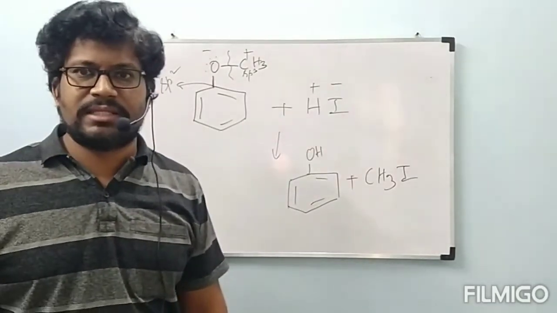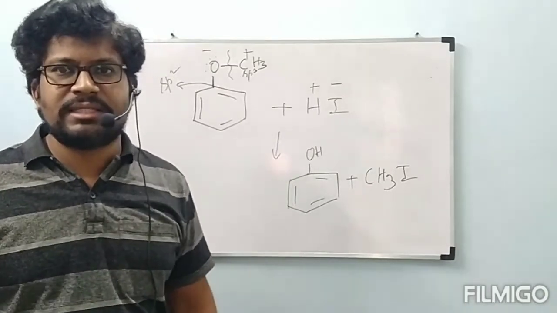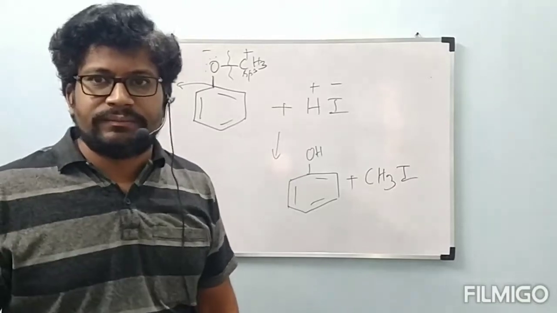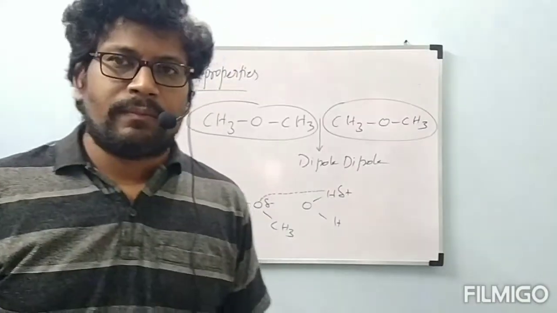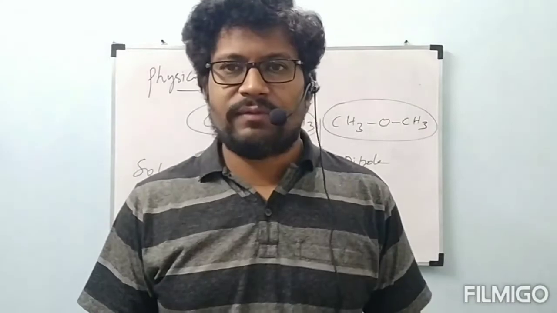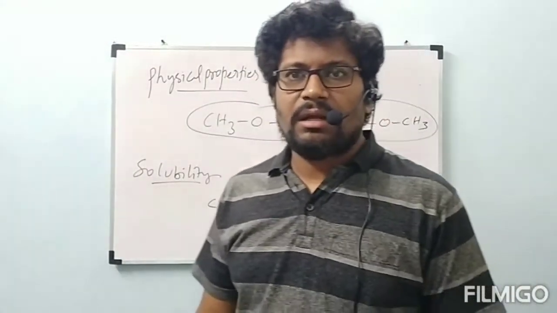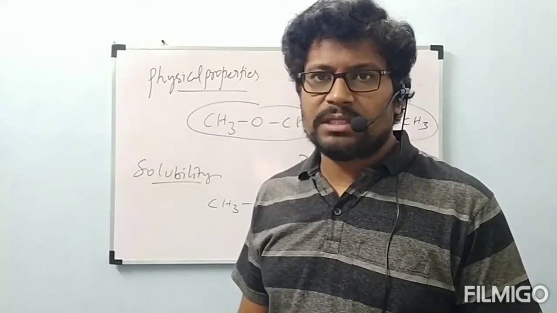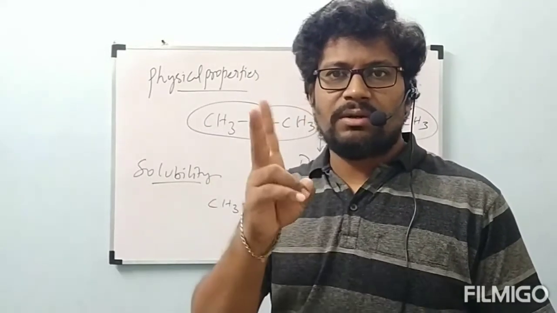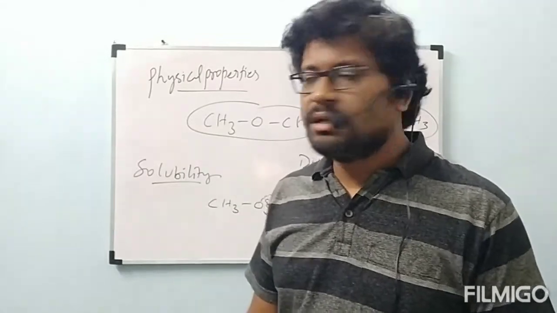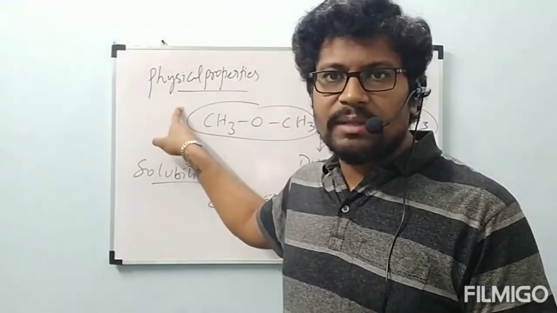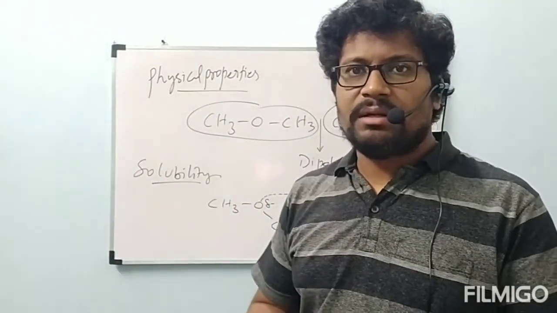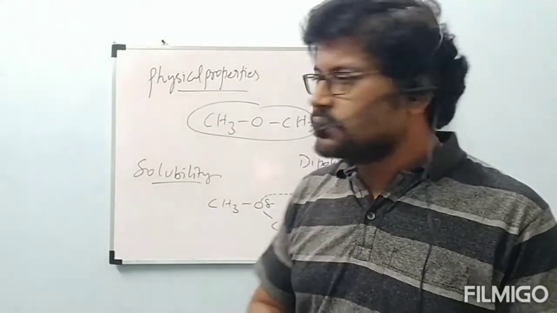This is about reactions of ethers, and we have the next thing, that is physical properties. Okay? We will see that. After completion of the reactions of ethers with HI, our next concept is physical properties. Coming under physical properties of ethers, we will discuss two main physical properties. Those are, one is melting point and boiling point, and another one is solubility. Okay, now coming to the melting point and boiling point explanation.